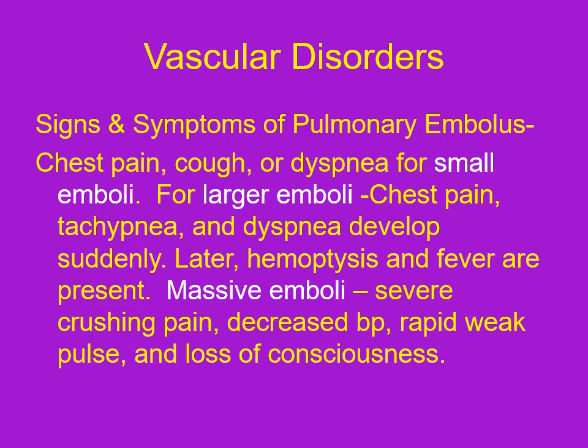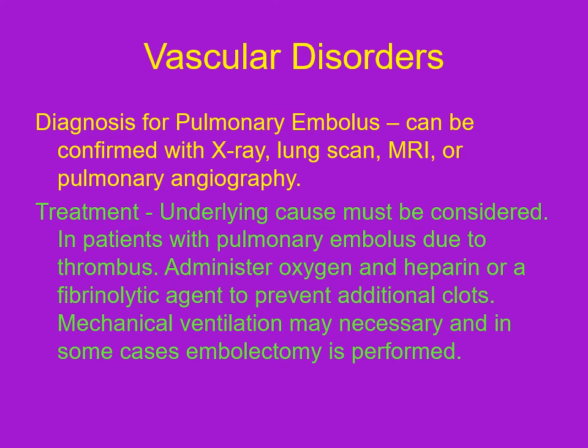Signs and symptoms of pulmonary embolus are chest pain, cough, or dyspnea for small emboli. For larger emboli, chest pain, tachypnea, and dyspnea develop suddenly, and then later hemoptysis, coughing up blood, and fever are present. Massive emboli: severe crushing pain, decreased blood pressure, rapid weak pulse, and loss of consciousness, many times fatal. Diagnosis for pulmonary embolus can be confirmed with X-ray, lung scan, MRI, or pulmonary angiography.